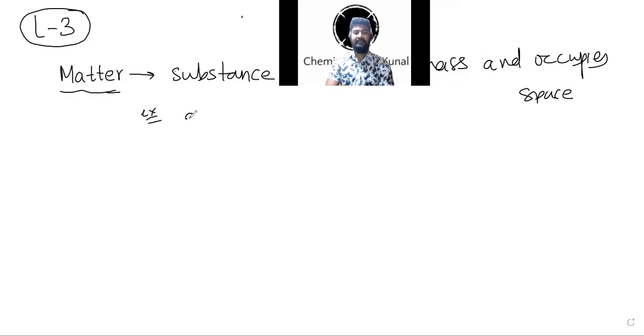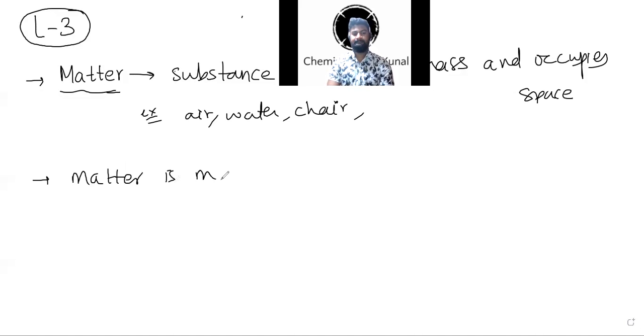Examples: air, water, chair, deodorants, all these things are basically matter. You, me, laptop, camera, phone, all of these are matter, right? We know that. Now, what is matter made up of? Matter is made up of particles. Now, when I say particle, what exactly do I mean by that?